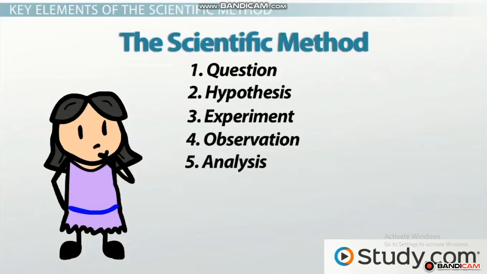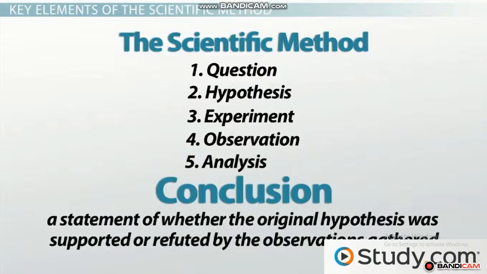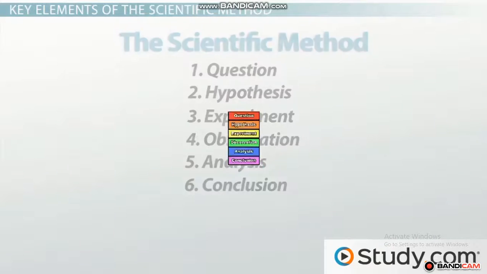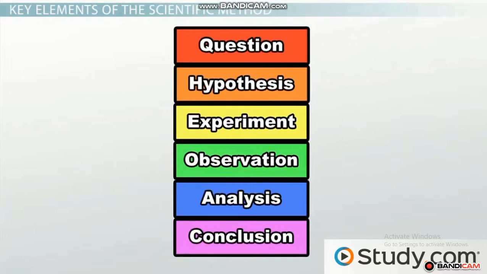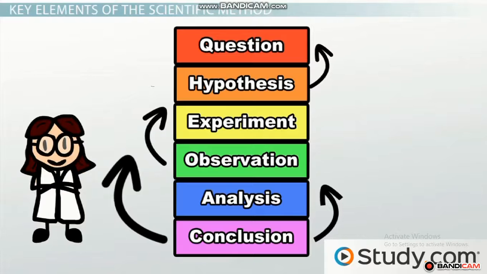Then he sums up his findings with a conclusion. The conclusion of a scientific process is a statement of whether the original hypothesis was supported or refuted by the observations gathered. The scientific method usually employs all 6 of the steps I mentioned, but the steps don't always occur in the same order. Real scientists may go back and repeat steps many times before they come to any conclusions.